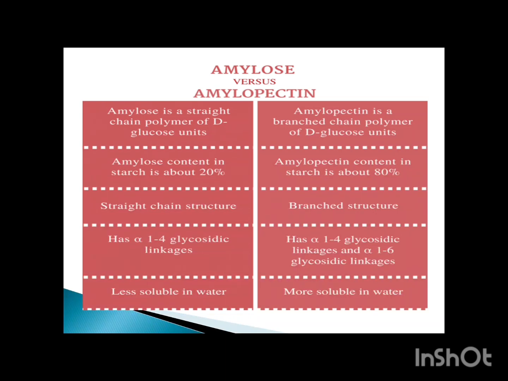Amylose is a straight chain structure. Amylopectin is a branched structure. Amylose has alpha 1,4 glycosidic linkage. Amylopectin has alpha 1,4 glycosidic linkage and alpha 1,6 glycosidic linkage. Amylose is less soluble in water. Amylopectin is more soluble in water.